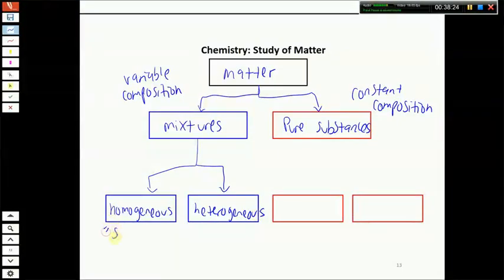Homogeneous means single phase, meaning you can't easily tell that there's two or more things mixed together. So if you have salt water, for example, that's a classic example of a homogeneous mixture. It has salt and water, but you can't tell by looking at it that it has both of them in it. And then a heterogeneous mixture is one where you have visibly distinguishable parts. So there's two or more things mixed together, and just by looking at it you can tell.